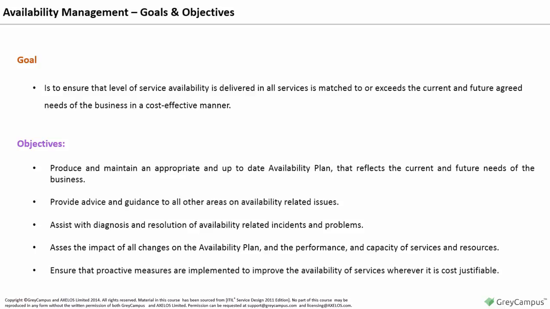Ensure that proactive measures are implemented to improve the availability of services wherever it is cost justifiable. In short, availability management should always ensure that the agreed level of availability is provided. The measurement and monitoring of IT availability is a key activity to ensure availability levels are being met.